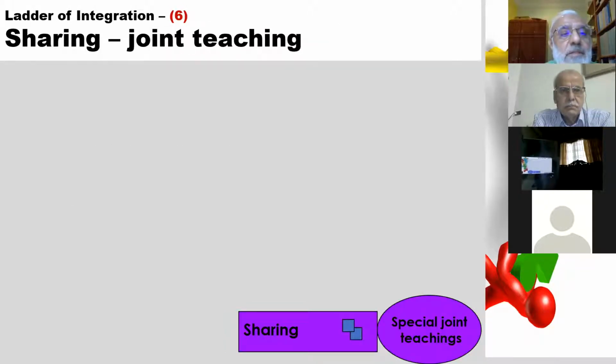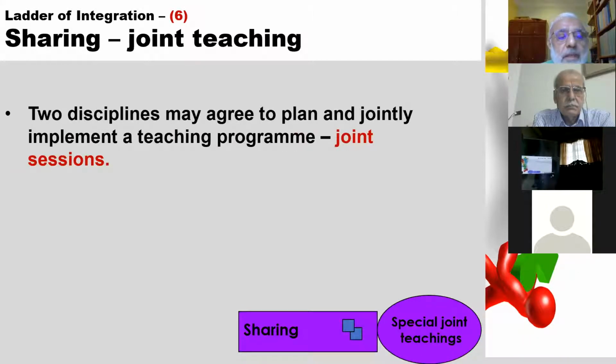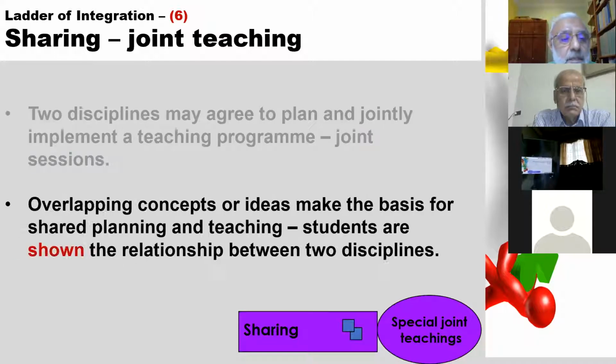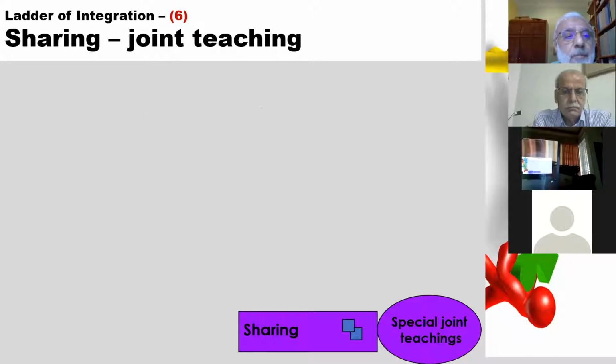The next level, which is the sixth level, is sharing or joint teaching. In this level, the two disciplines may agree to plan and jointly implement a teaching program through joint sessions. Overlapping concepts or ideas make the basis for shared planning and teaching. Students are shown the relationship between the two disciplines, as compared to level 5, where students are left to figure out themselves the relationship between the disciplines. In joint teaching or sharing teaching, the students are shown this relationship.